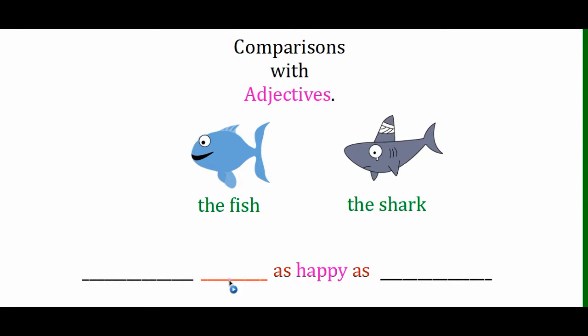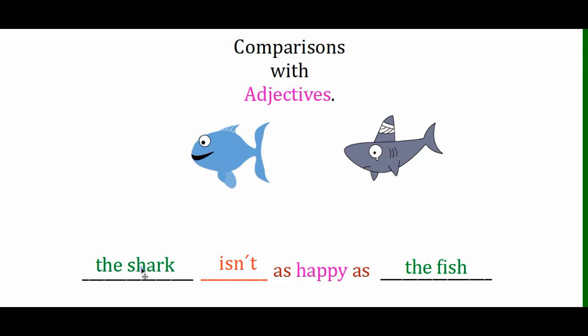So let's have a look at this one. We've got the fish and the shark, and the adjective we're using is happy. So let's look at the verb be. It's a negative. So the thing we're comparing, which goes in this second space, the final space, is going to be more happy. If we look at the pictures, the fish looks happy and the shark looks sad. So the fish is the happiest thing. So the example would be the shark isn't as happy as the fish.